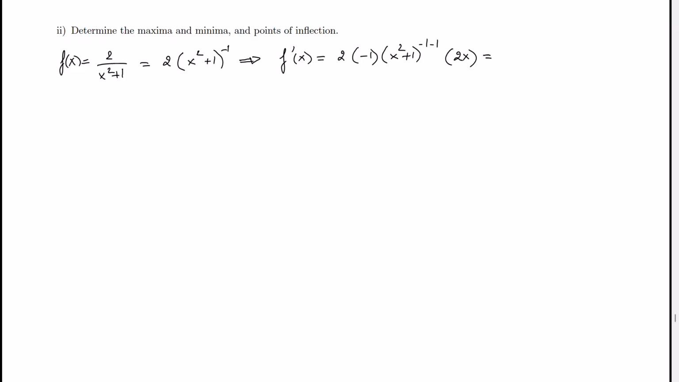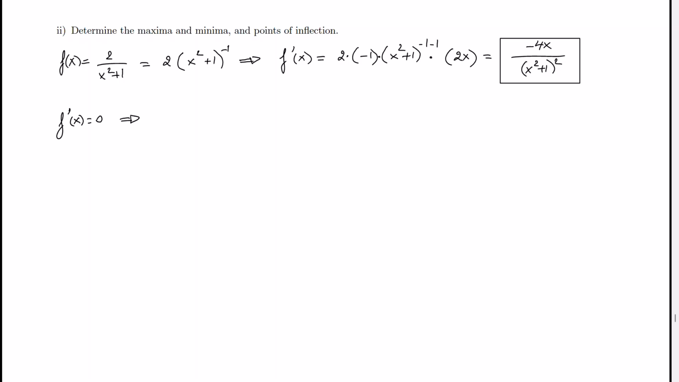Let's clean everything up. So we have a bunch of products in the middle of these parentheses. So 2 times negative 1 is going to be negative 2. Times 2x is going to be negative 4x. And this is x squared plus 1 to the power of negative 2. I'll write it as x squared plus 1 squared. Or if you prefer to keep it as a negative exponent, it's fine. You can keep it that way. I'll rewrite it like this for now. So this is my first derivative.